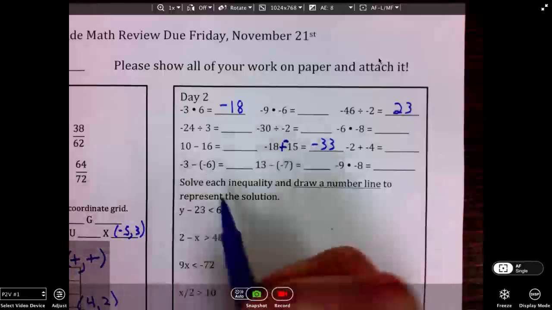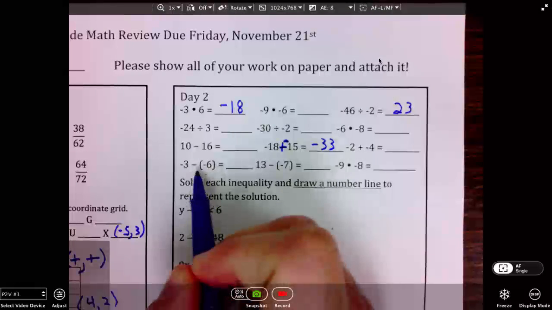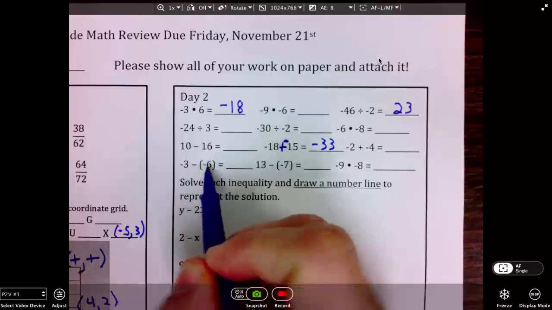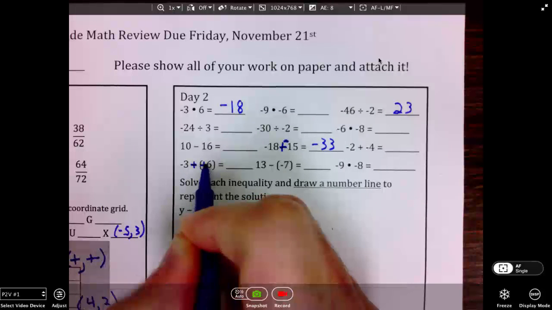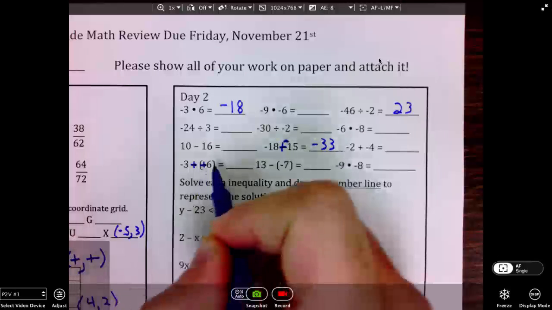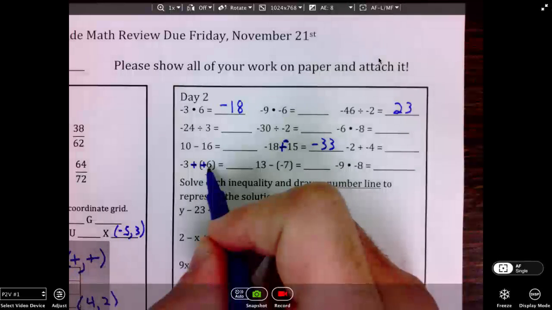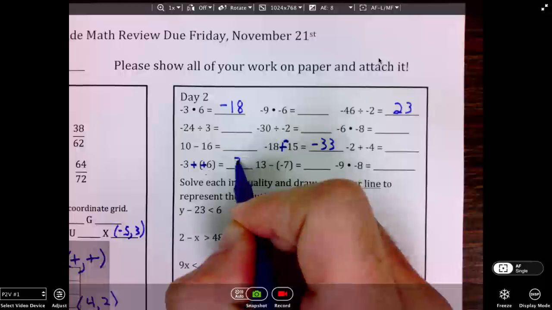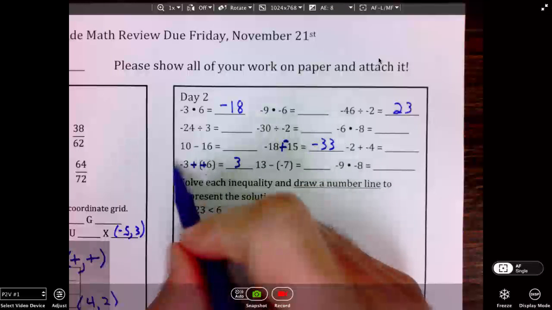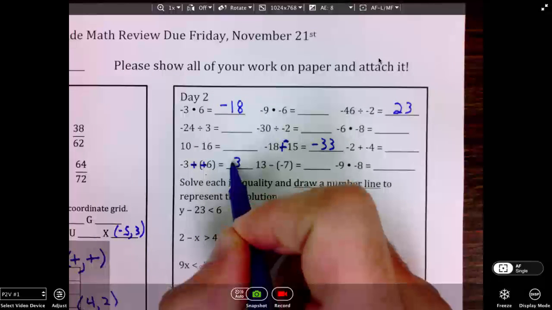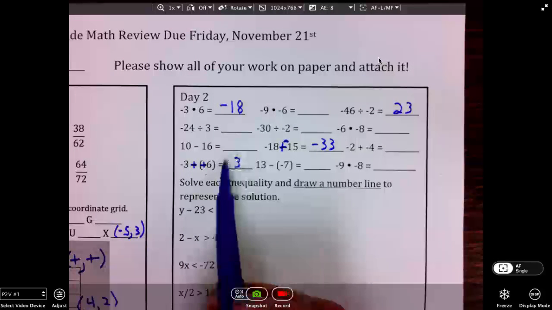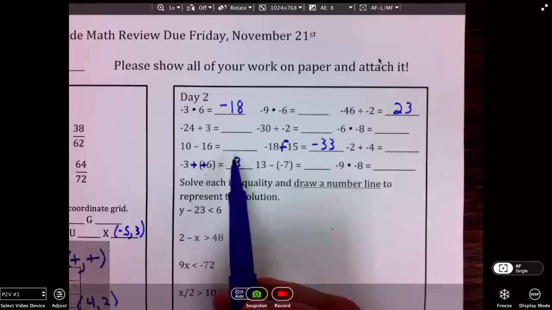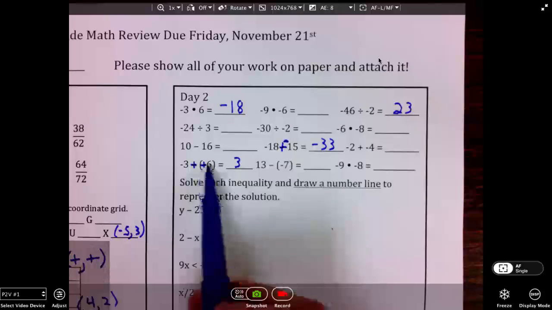Contrast that with this one, negative 3 minus negative 6, keep, change, change. Now we have negative 3 plus positive 6. When the signs are different, we subtract the numbers. 6 minus 3 is 3. Do we have more positives or more negatives? We have more positive, so the result should be positive. When the signs are different, subtract the numbers, keep the sign of the number with the larger absolute value. That is, are there more positives or negatives? In this case, more positives.